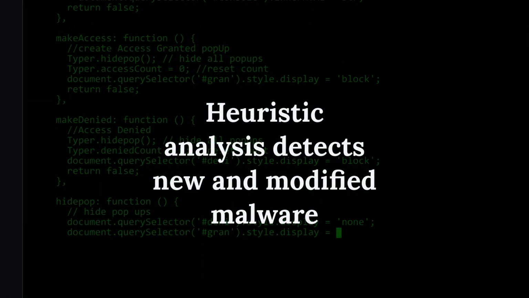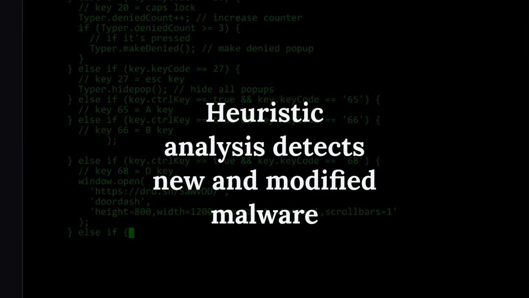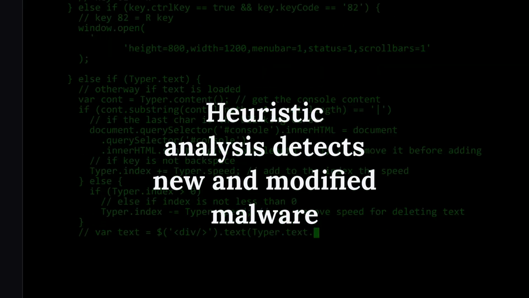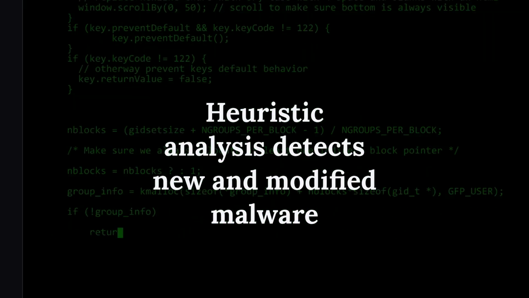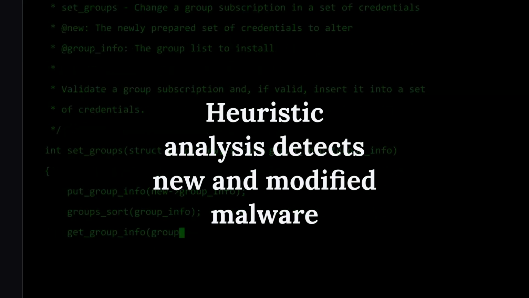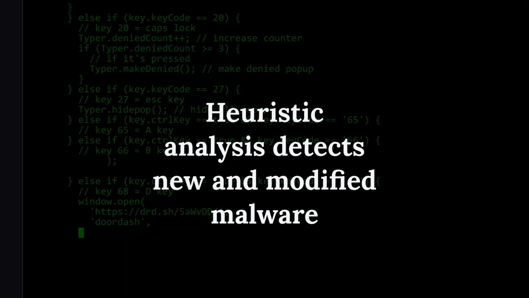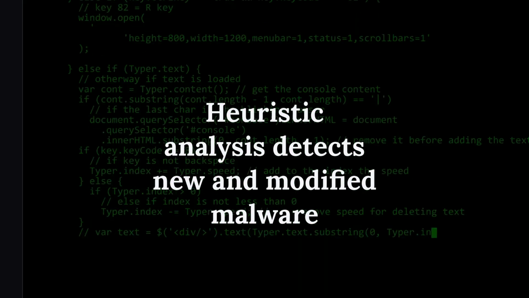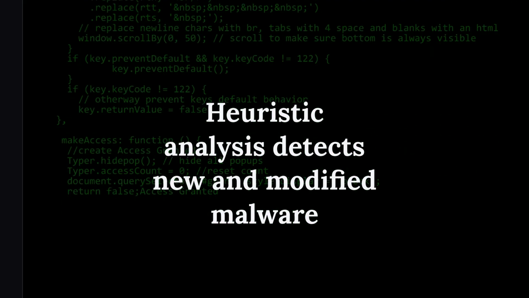Heuristic analysis examines code structure and behavior for suspicious patterns. It can detect new or modified malware. False positives are a common challenge. This method enhances traditional detection techniques. It is particularly useful for early-stage threat identification.